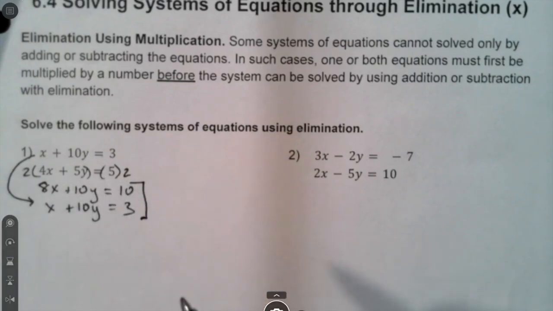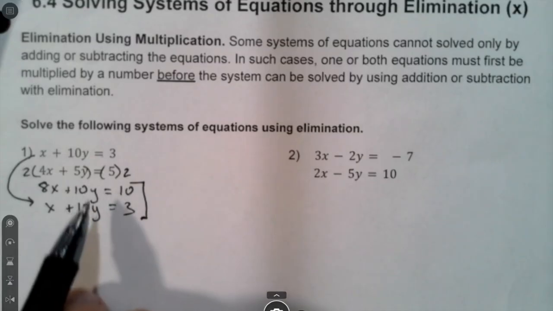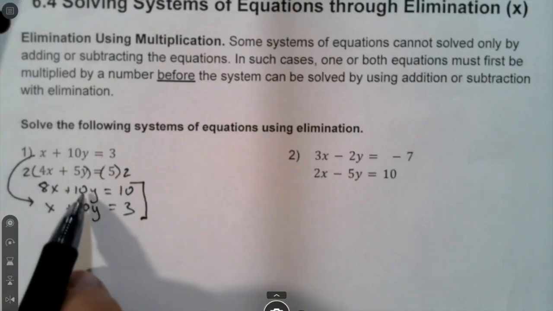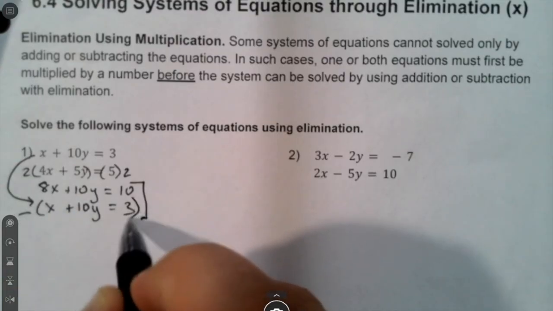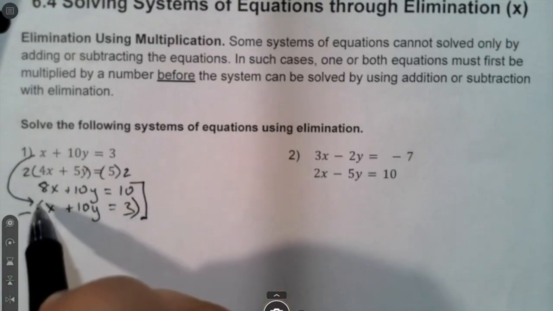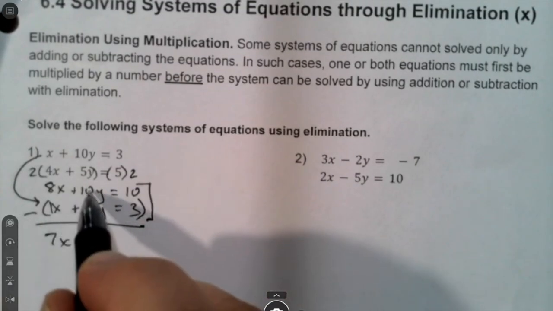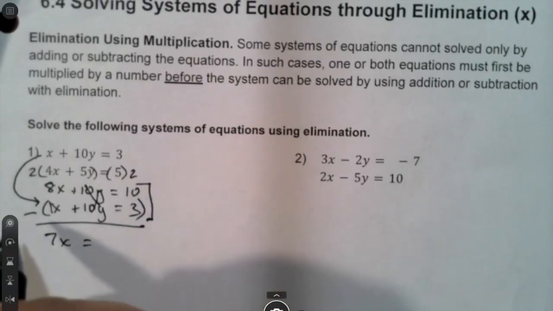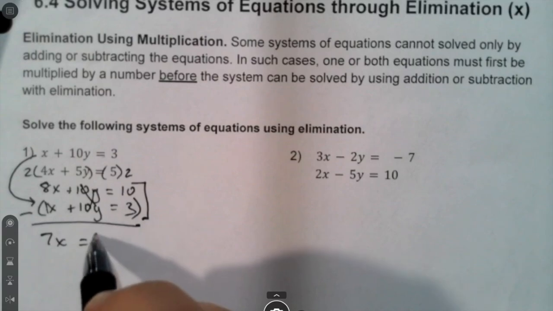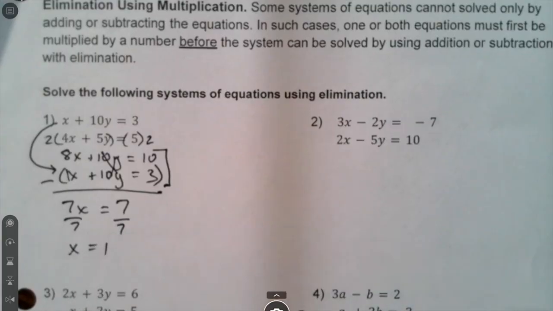We're allowed to do that because these are still the same as long as both sides, all the terms, were affected the same way. So now this does look like a problem we had in the previous section because both the y's have a 10. Since they both have a positive 10, that means they have the same sign, so we will subtract the two equations. 8x minus an understood 1x is 7x. 10y minus 10y cancels out. And 10 minus 3, don't forget to subtract all of them, 10 minus 3 is 7. So I can divide both sides by 7, and I get x is equal to 1.